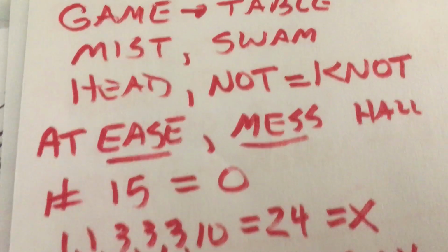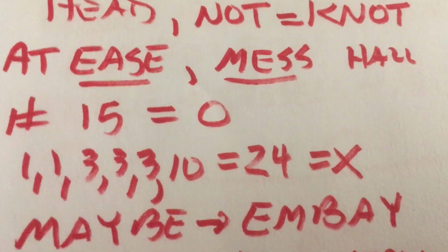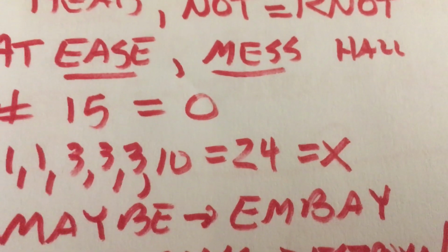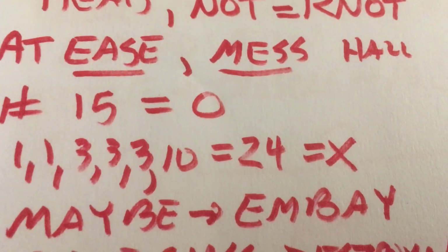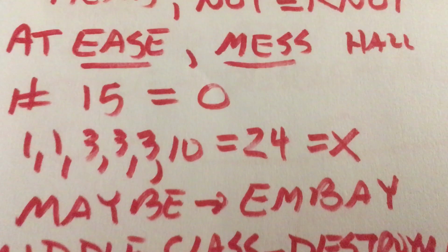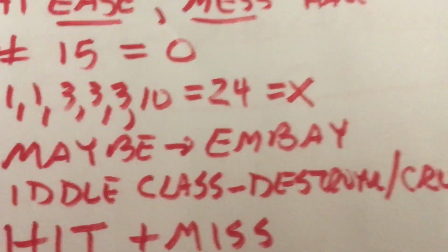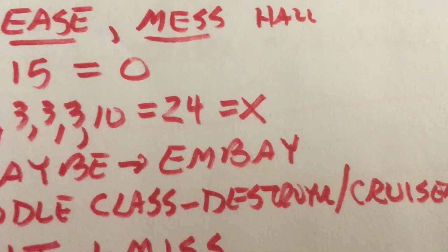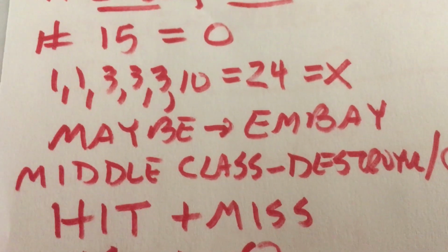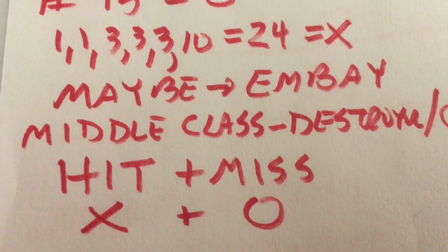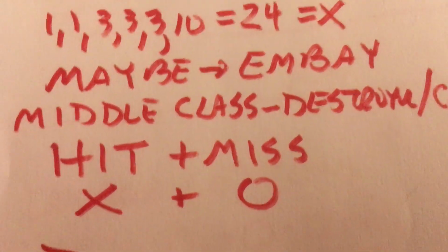But you have 15, which equals O. You have your 24, that equals X. You have the word maybe. That's an anagram for embay, which is to seal off a harbor, a military term, or bottleneck, maybe the expression. You have the word middle class, the expression that describes certain military ships like a destroyer or a cruiser. We found both the word hit and miss. Hit in one game is signified by X's on a paper and misses as O's.